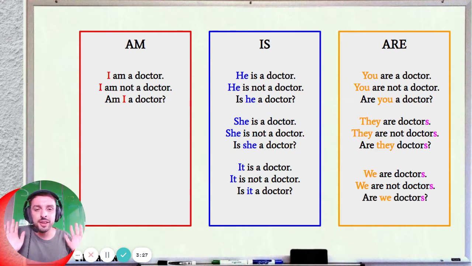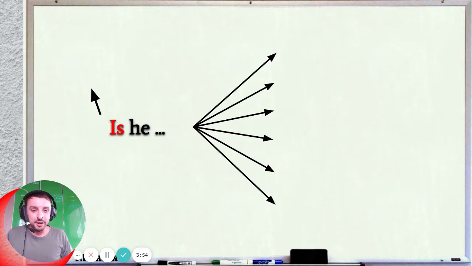Okay, so these are all of your sentences for Unit 4. You have your yes, you have your no, and you have your question. Okay, we have your 3 verb to be's, am, is, are, and you have your pronouns, I, he, she, it, you, they, and we. Okay, so you need to know what pronoun goes with what verb to be. Okay, now let's move on.